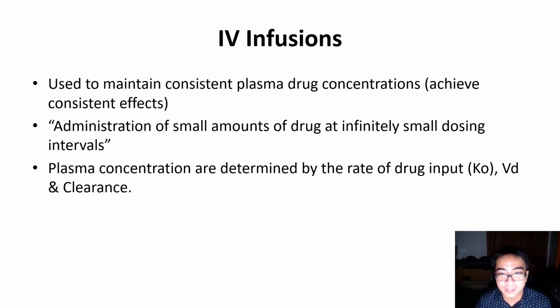So plasma concentrations are determined by the rate of drug input, which is abbreviated as KO. Some books would abbreviate this as RO. Kanina sa example ko sa formula natin, RO ginamit ko. Okay, pero mas gamitin lang natin class dito is KO, K sub 0. Okay, VD and clearance. So yun yung mga important kinetic parameters that we need to consider. So KO, VD and clearance. Usually pag may clearance ka, may K naman na nakakakibat dyan.